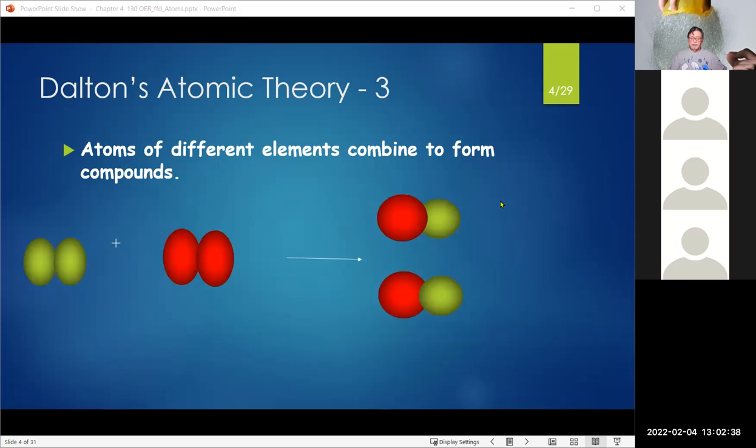He proposed that atoms of different elements combine to form compounds, and that's our definition of a compound. So in this example, we have element green. Notice there are 2 of them together, so that suggests they're diatomic. And then we have element red. They combine to form a compound that consists of a red and a green bonded together. And actually, they make 2 of them.